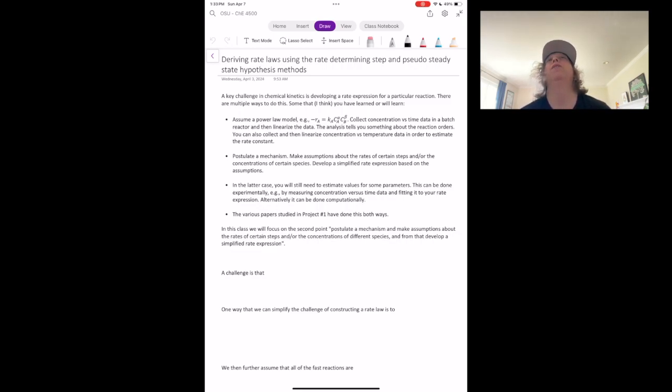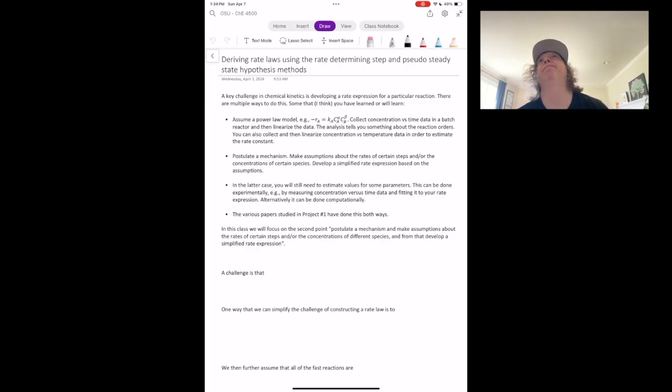So to do either method, we need a postulate of a reaction mechanism or a hypothesis of a reaction mechanism. Sometimes that's done for us, and sometimes we have to do it on our own. The process of developing a reaction mechanism and testing it is not simple. It's not hard to postulate a reaction mechanism, but whether that works under all types of conditions, that remains to be seen.